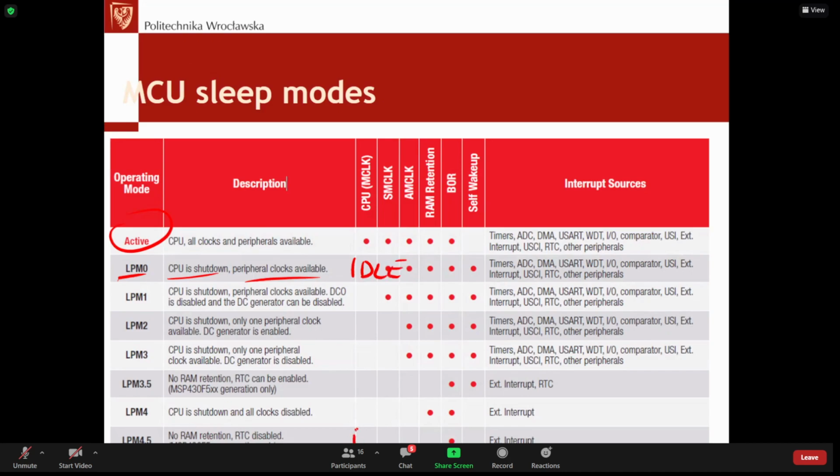This is backup, because we have no RAM retention. But also for backup we have this power supply. The rest, in our terminology, is standby, the modes LPM 1, 2, 3, and 4. Again, the categories match, just the details are a bit different.